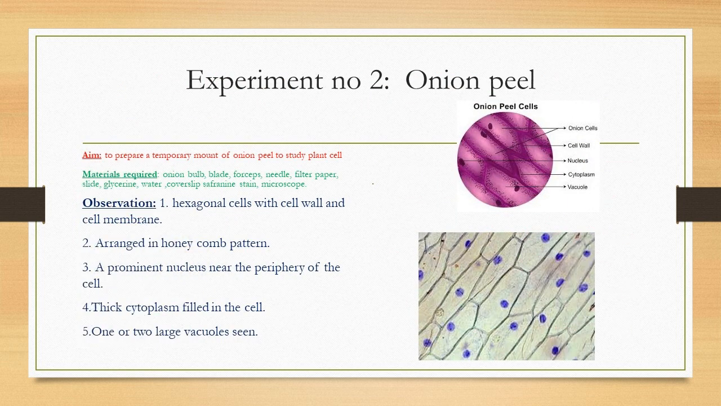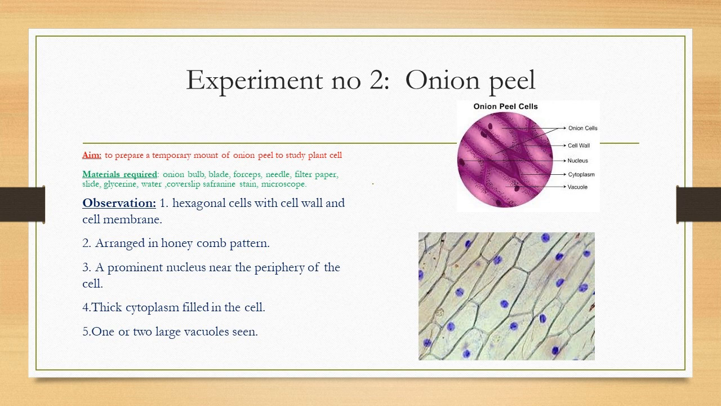Let us perform two experiments in this lesson to observe a plant cell and an animal cell. The first one is to prepare a temporary mount of onion peel and observe the plant cell. The onion bulb has to be taken, cut with a knife, and a very thin section of the inner membrane taken out, stained with safranin stain and observed under the microscope. The detailed explanation and activity will be attached with this particular lesson for you to observe as a video.